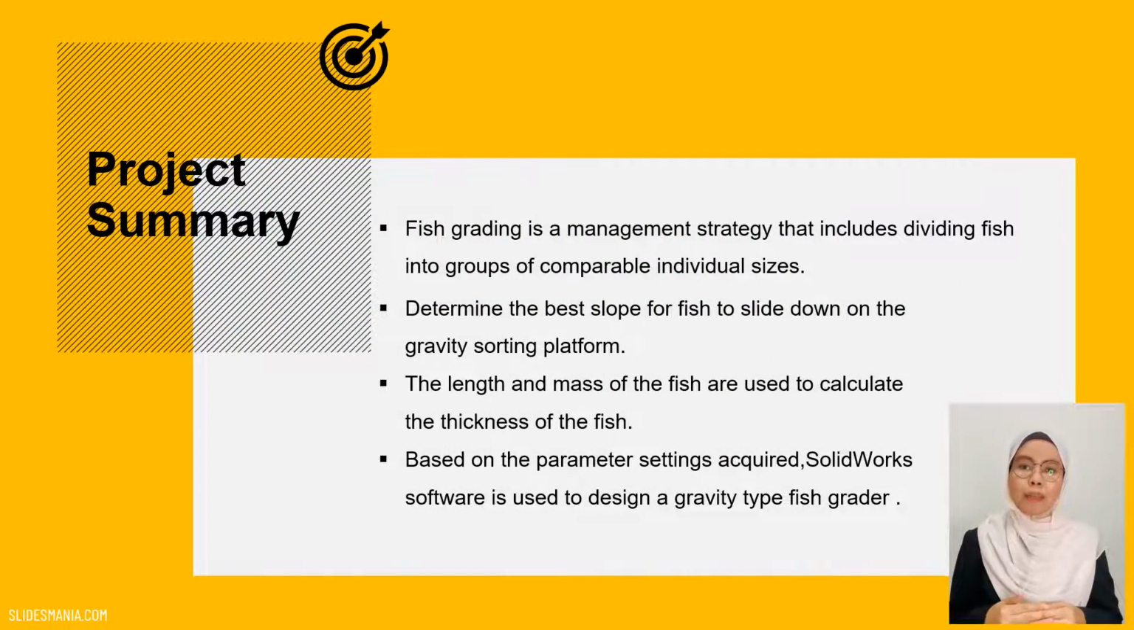Fish grading is a management strategy that includes dividing fish into groups of comparable individual size. The goal of this research is to investigate and determine the best slope for fish to slide down the gravity sorting platform. The length and mass of fish are used to calculate the thickness of the fish and determine the distance between the rollers, and based on the parameter settings they obtained, the gravity type fish grader was designed using SolidWorks software.